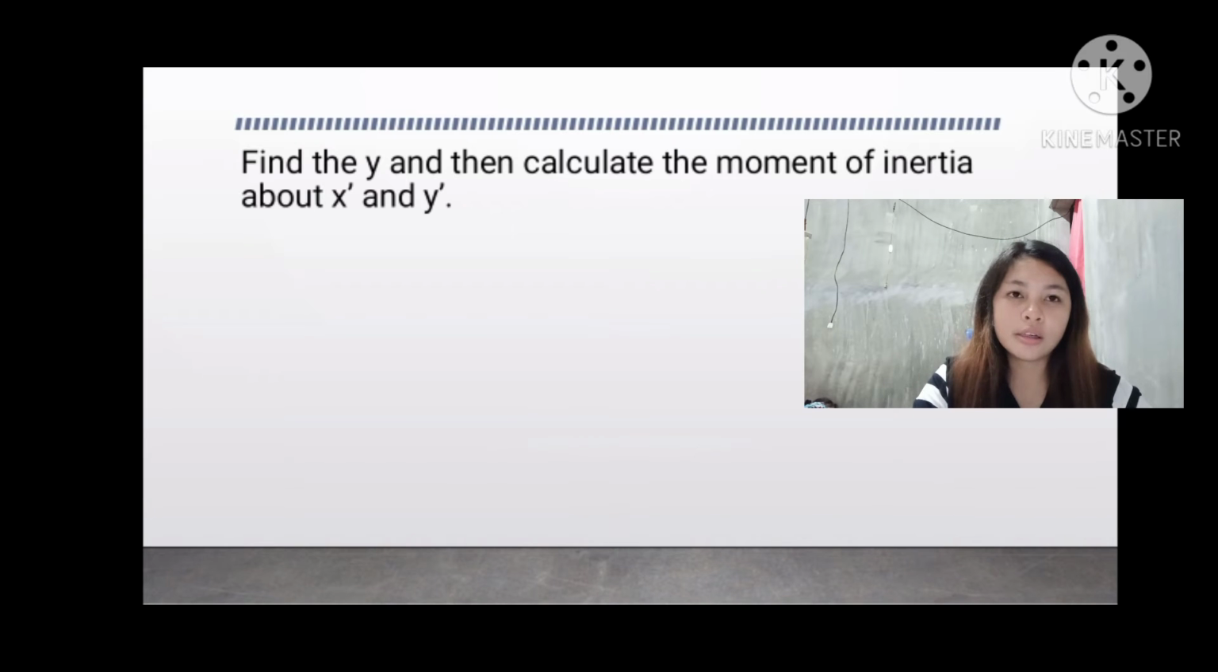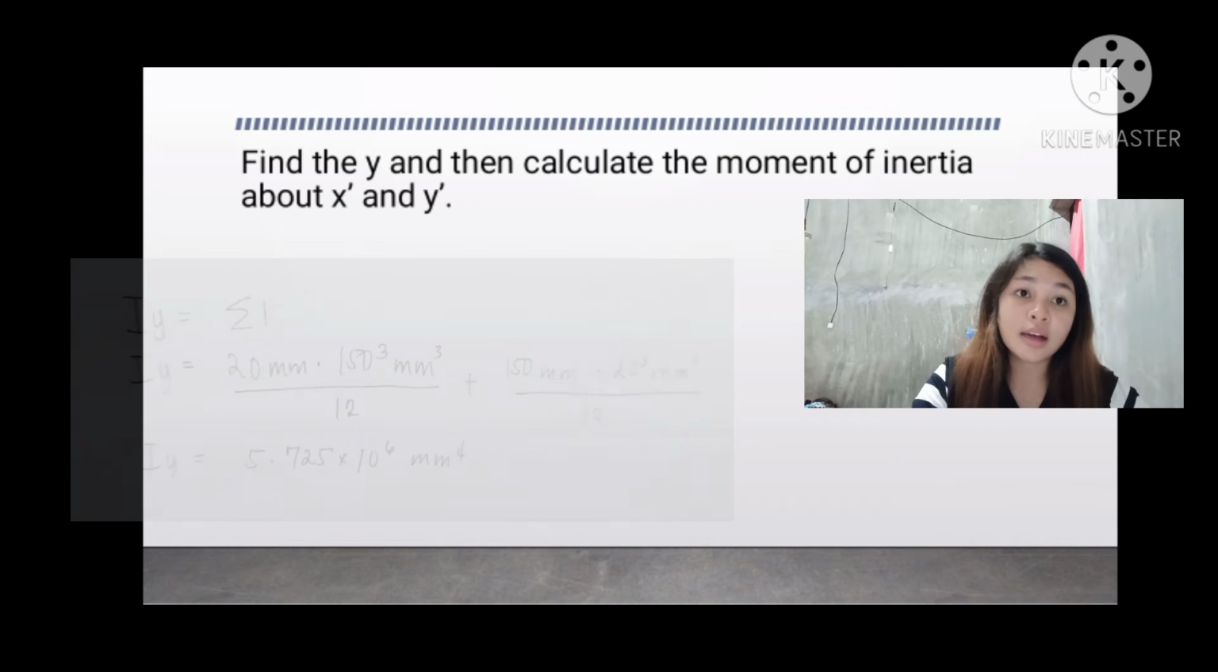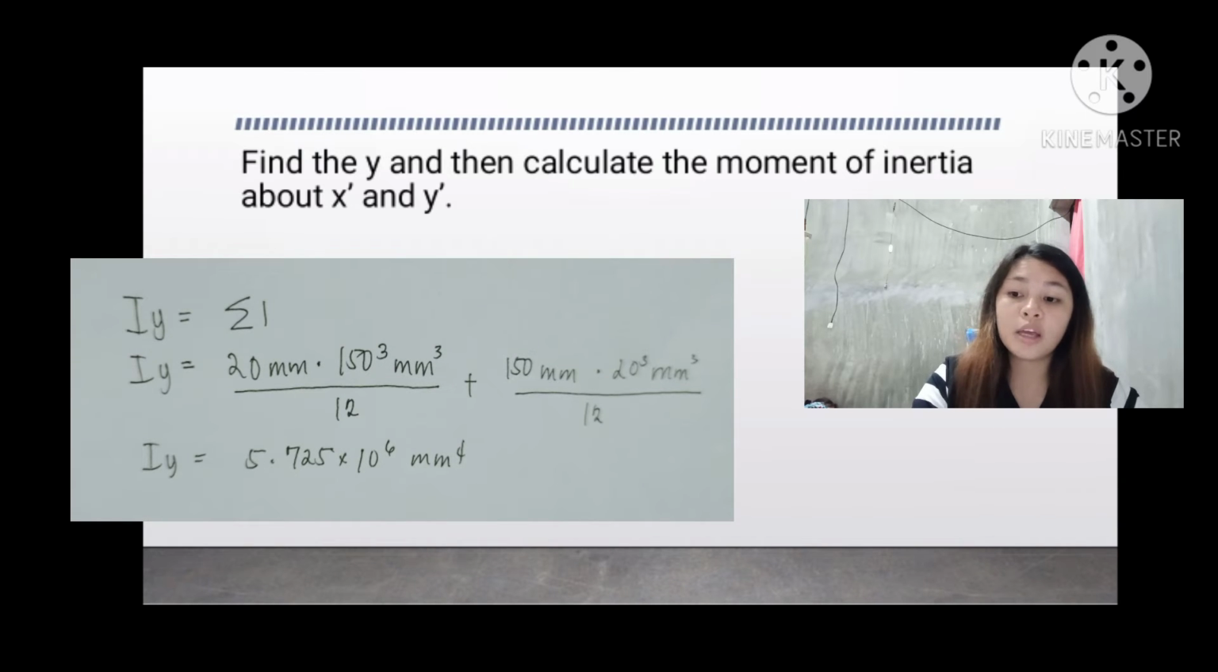On the other rotation, which is about the y-axis, we don't have to use the parallel axis theorem since the y-axis passes through the centroid of the rectangle we have. So Iy is equal to the summation of our moments, where 20 millimeters times the 150 millimeter cube over 12 plus 150 millimeters times 20 millimeter cube over 12, which in result is equal to 5.725 times 10 raised to 6 millimeters to the fourth power.